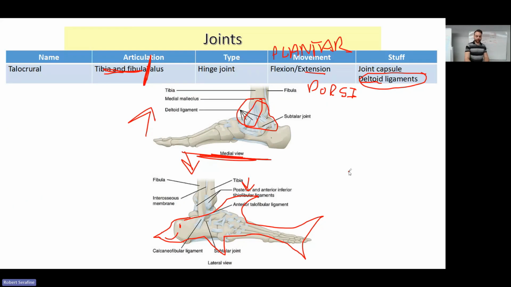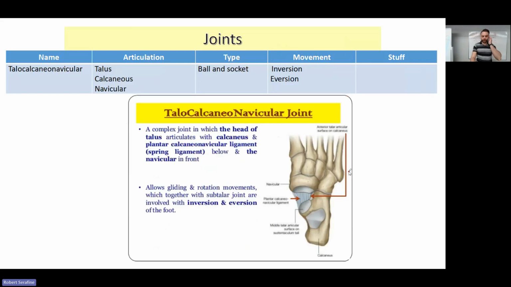So that is our talocrural joint, which performs flexion and extension, so it's a hinge joint. Now you wonder, how do we do the other articulate and intricate movements of the foot? Well, that happens here in the talocalcaneonavicular joint. I know that's a mouthful of a word, but we can actually break that down.